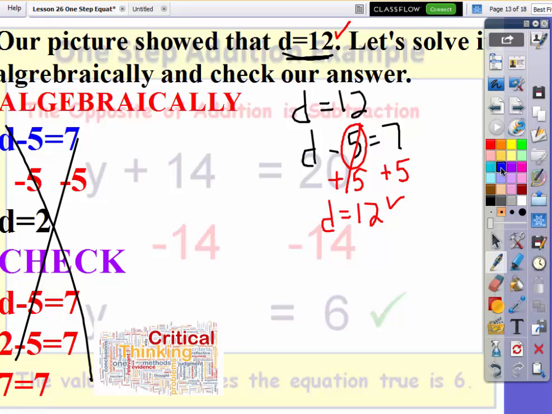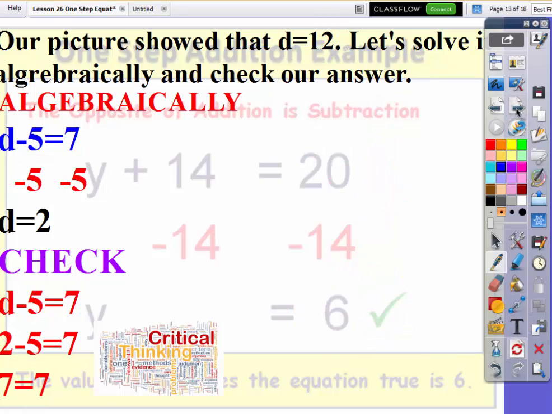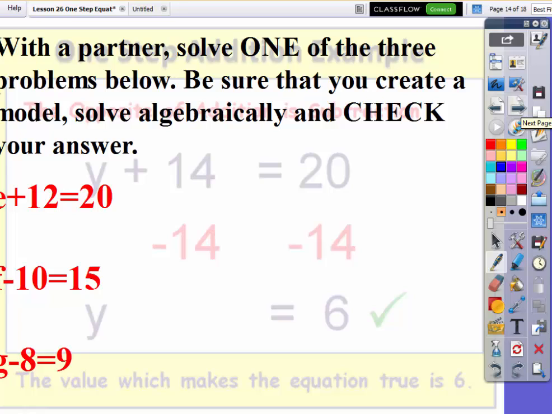Is my problem done? No, because I need to do what? Check my answer. So how do I check my answer? Well, remember, I rewrite my problem. D minus 5 equals 7. And then I substitute, what does D equal? Well, it's 12 minus 5 equals 7. 12 minus 5, that's 7. Does 7 equal 7? Yeah, I think it does. So now we're ready to move on to our next problem.